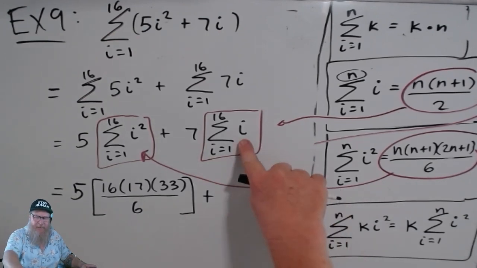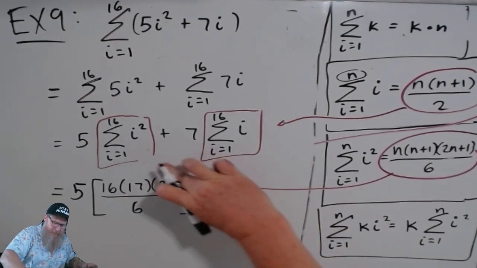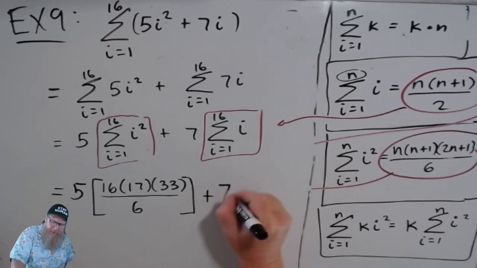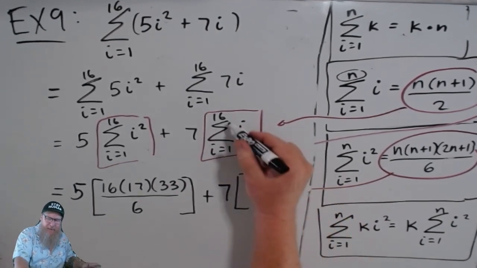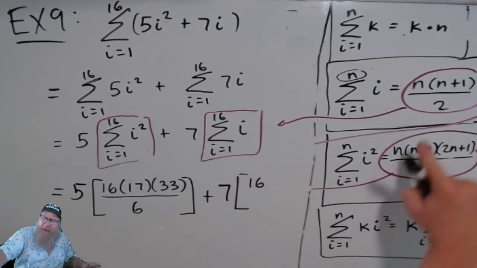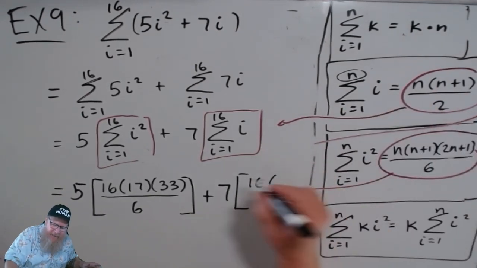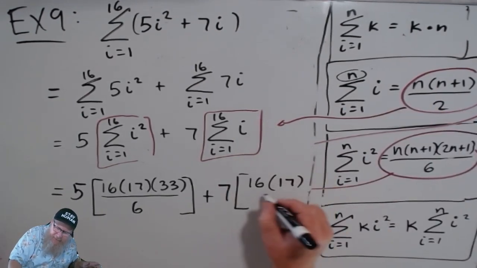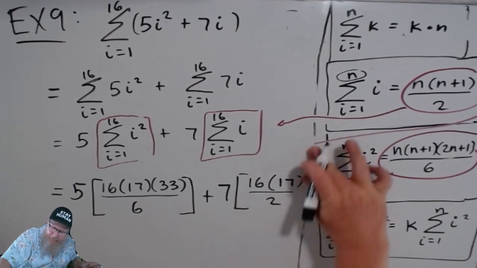And then this one, let me get rid of this line right here. You've got 7, and then n, so n is 16, n plus 1 is 17, and then divided by 2.